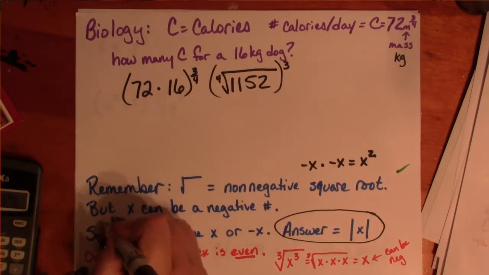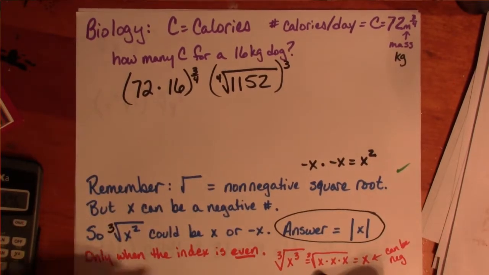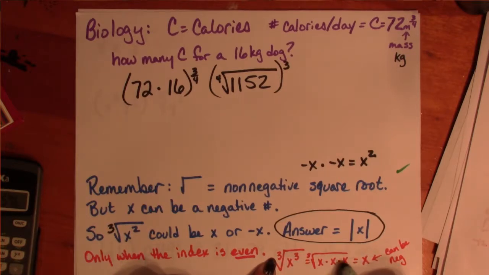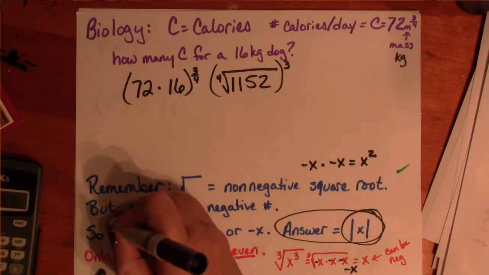If you had the cube root of x cubed, that's x times x times x, and these are all going to be positive. If it's negative x times negative x times negative x, your answer is going to be negative x. So you only need this if your index is an even number.